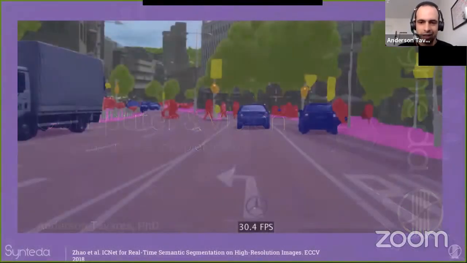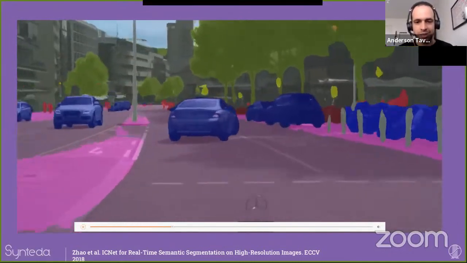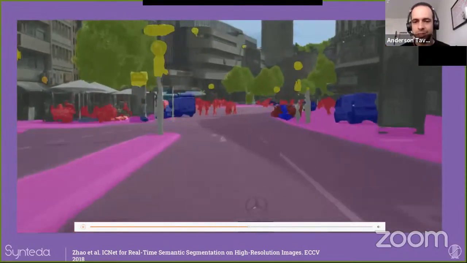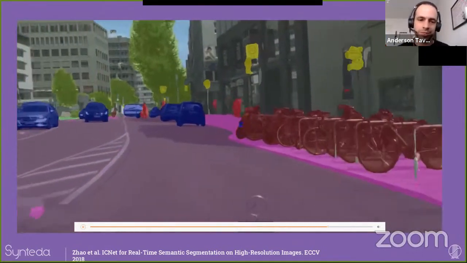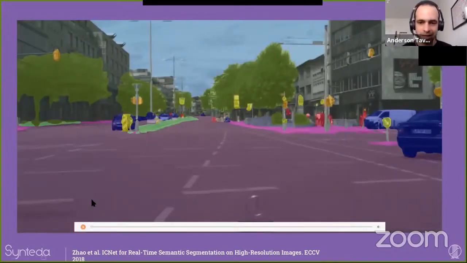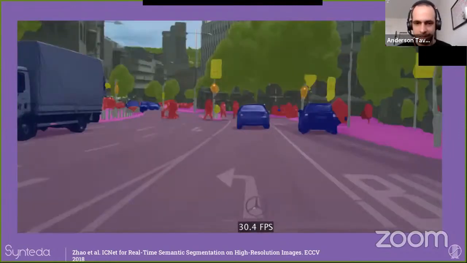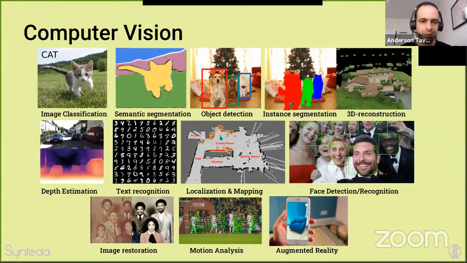So we have a lot of development. And right now computers can see and understand the world, and that's the goal for computer vision, to make computers understand what's happening in the world. So there are a lot of tasks to accomplish that, like image classification, providing a class to a given image.